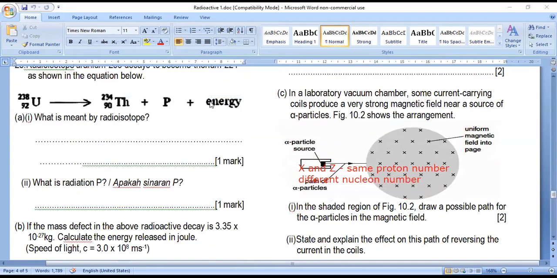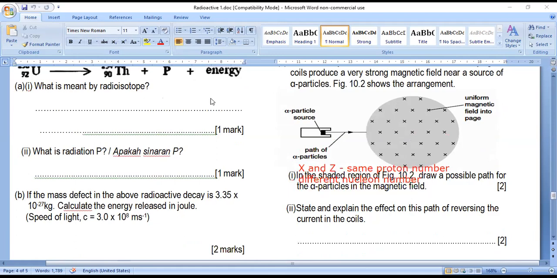Now in a lab vacuum chamber, some current-carrying coils produce a very strong magnetic field near a source of alpha particles. Figure 10.2 shows the arrangement. In the shaded region in figure 10.2, draw a possible path for the alpha particles in the magnetic field. State and explain.